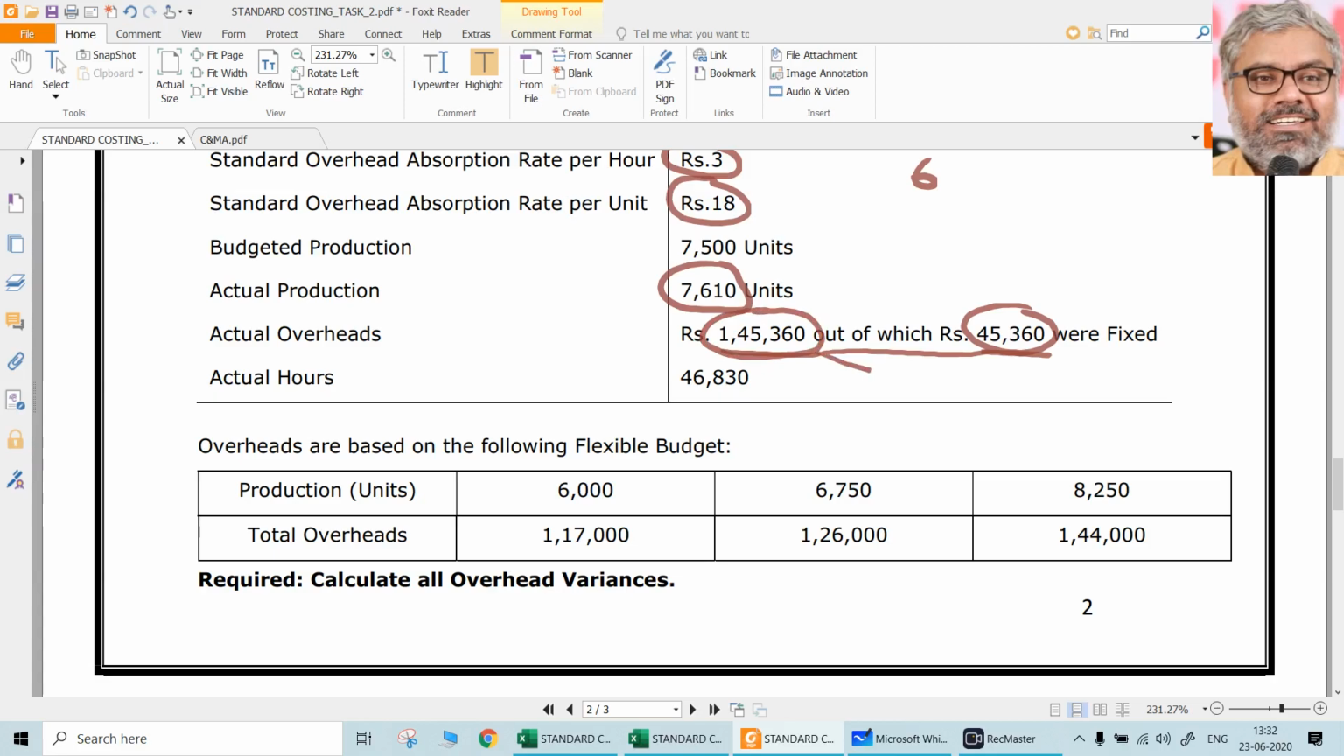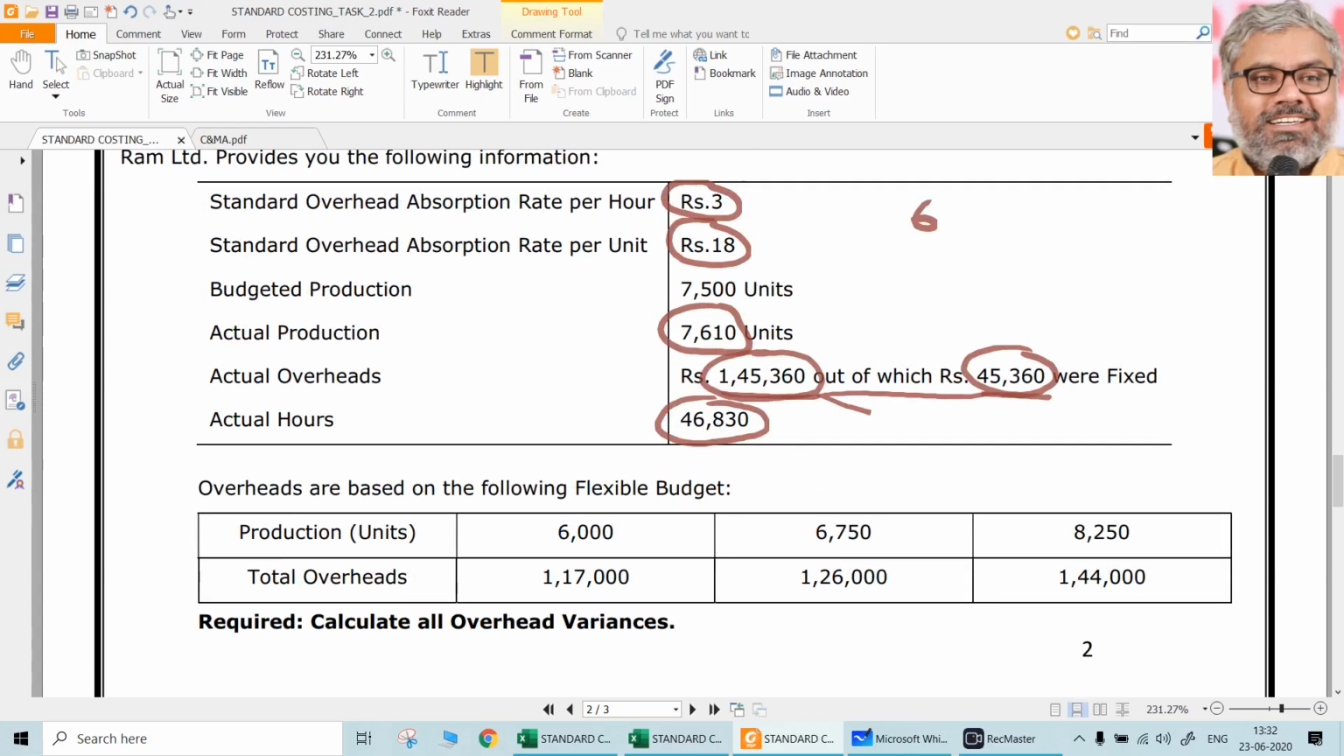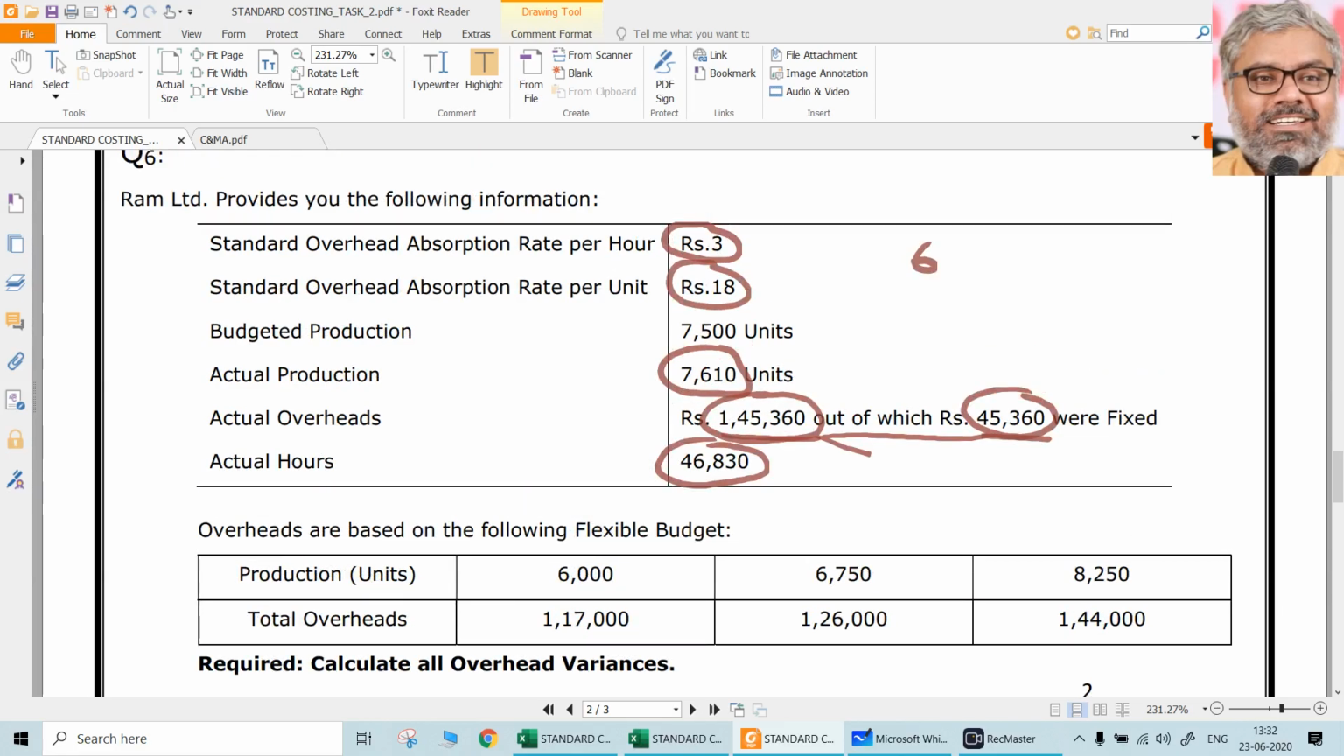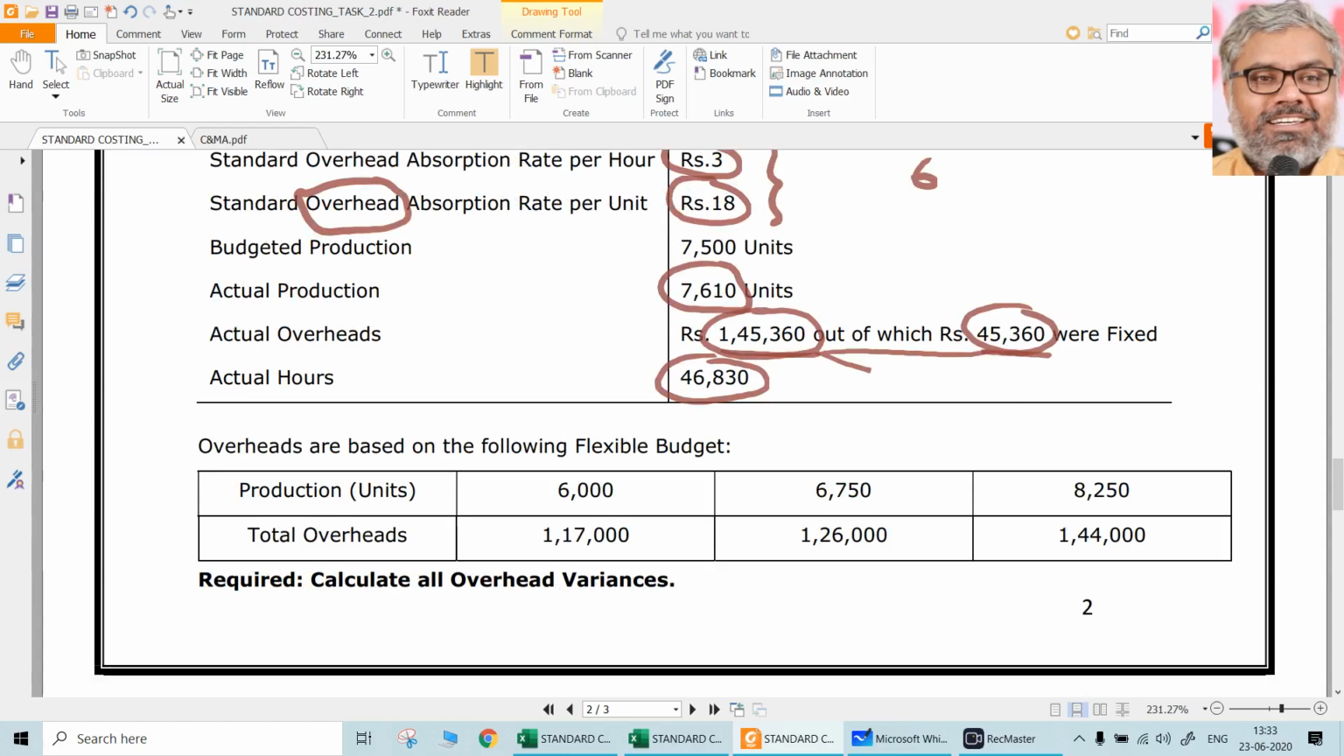So total actual fixed and variable overheads is given. Actual hours is also given, 46,830. And overheads are on the basis of the following flexible budget. Why is that given? Because we have to calculate all overhead variances, meaning fixed overhead and variable overhead. But the problem is, when he gave this 3 rupees and 18 rupees, he only said overhead absorption rate. He never said fixed overheads or variable overheads. So that is our job to segregate. That is why this information is given.